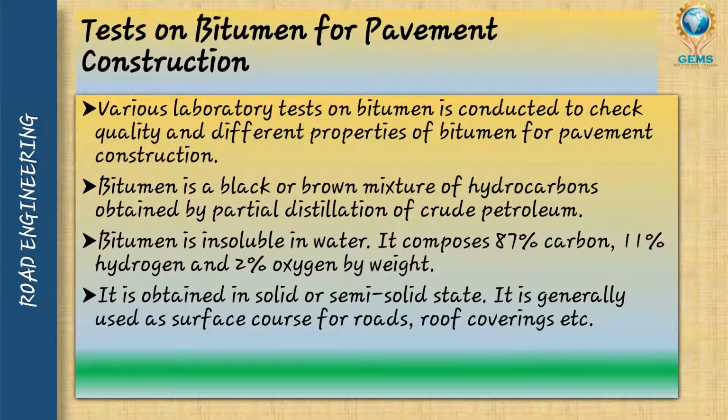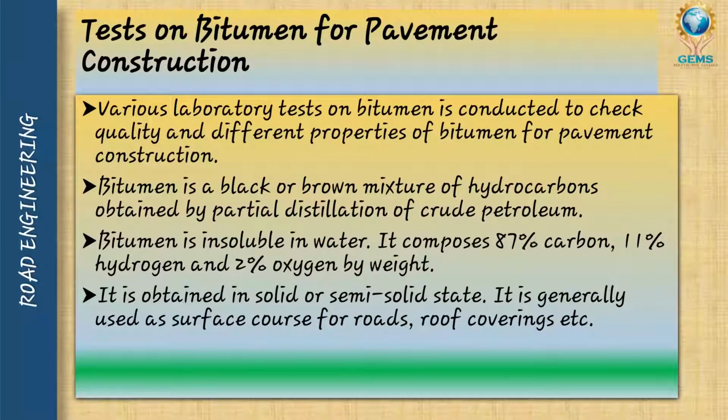Bitumen is a black or brown mix of hydrocarbons obtained by partial distillation of crude petroleum. As I have told you, it is obtained from partial distillation of crude petroleum. Bitumen is insoluble in water. It is composed of 87% carbon, 11% hydrogen and only 2% oxygen by weight. It is obtained in solid or semi-solid state. It is generally used as surface course of road or roof covering.